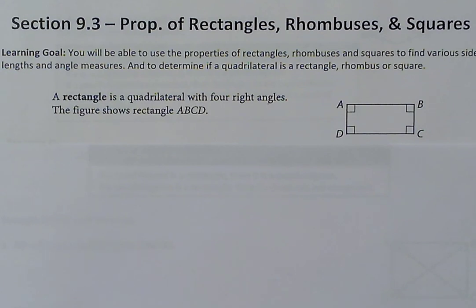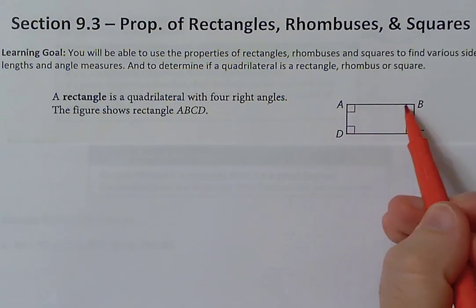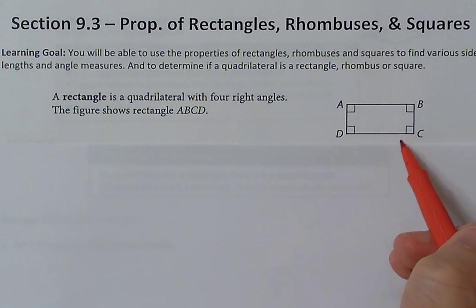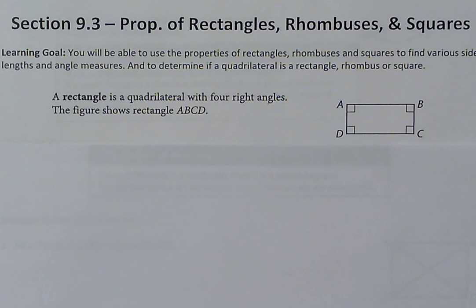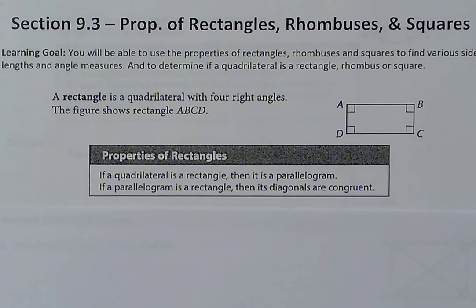Now, things that we know about rectangles. Opposite sides are congruent. So AB is the same size as DC, and AD is the same size as BC. That's something you should know previously about rectangles, that opposite sides are the same length. It's not a property necessarily right off the bat that we're going to utilize, but it's just something to note.